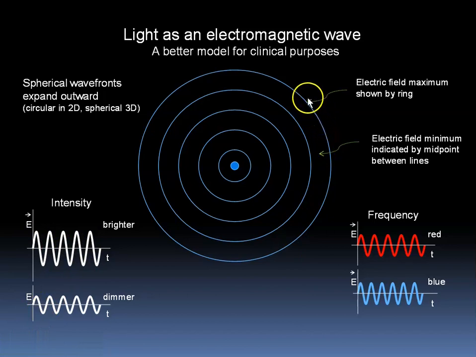Diagrams showing the waves are indicated by circles, showing the crests of each wave. In between each crest, there is a trough, which is not shown on the diagram, but is halfway between the crests. The color of light is determined by its frequency, so that blue light has a higher frequency and a shorter wavelength than red light.